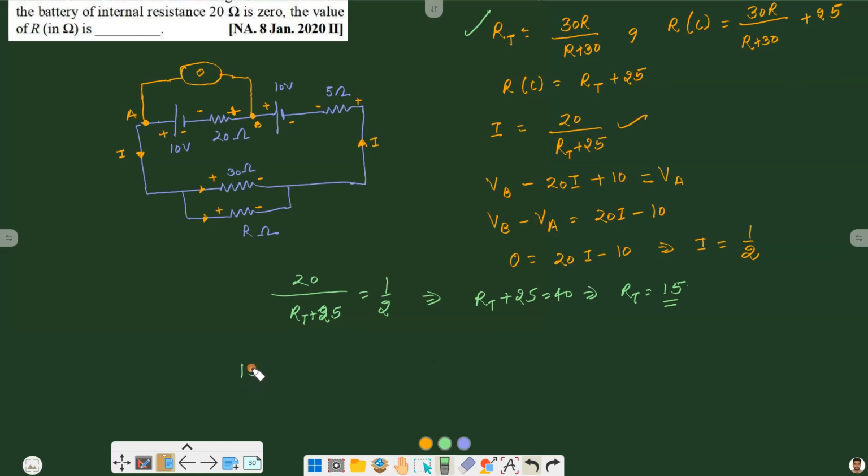15 is equal to 30R divided by R plus 30. We will get here 2. So R plus 30 is equal to 2R, and from this R is equal to 30 ohm. So the answer here will be 30 ohm. So with this, let's move to the next question.